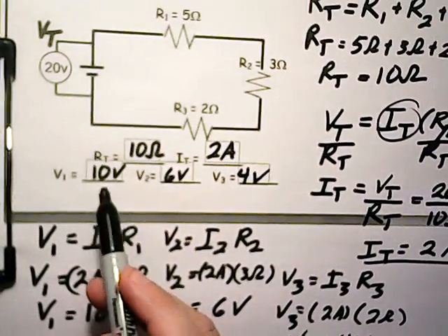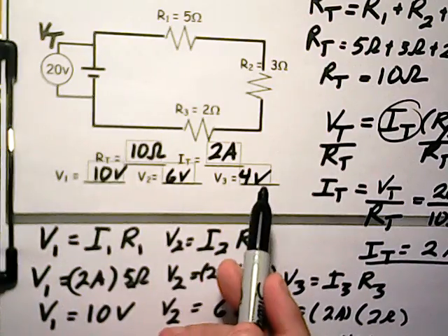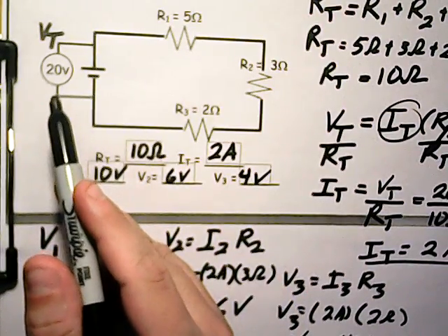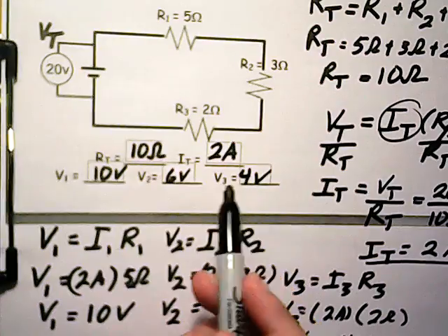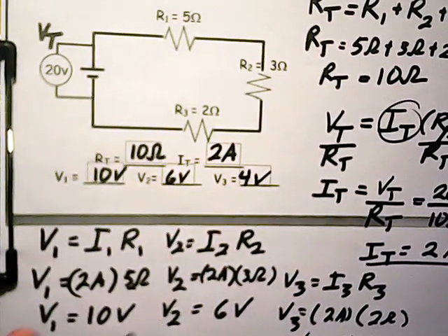So the voltages here, 10 plus 6 plus 4, should add up to the total 20, and they do. Because 6 plus 4 is 10, plus 10 is 20, which is the same as the total voltage.